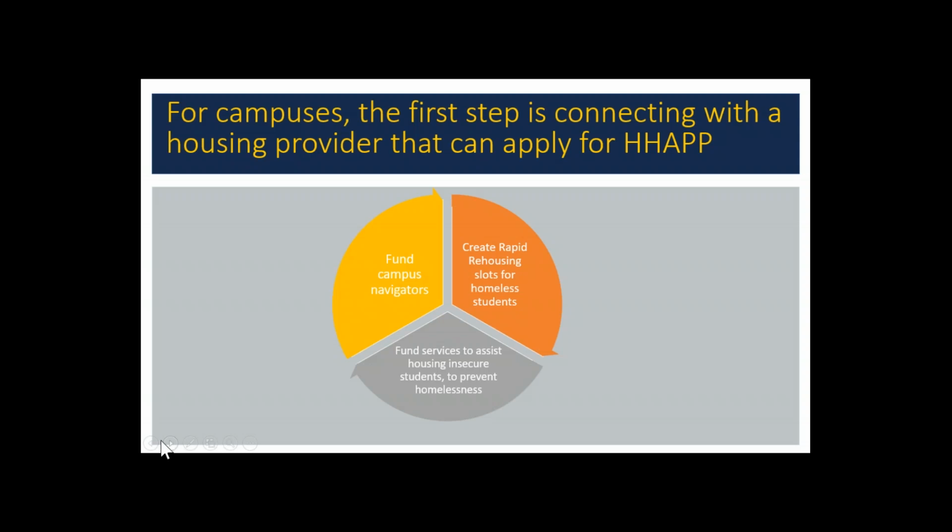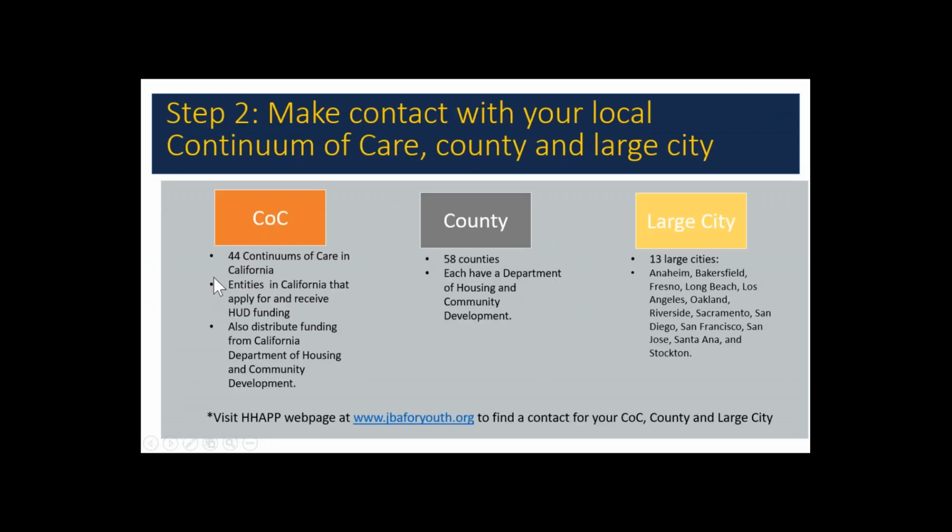And so the first step is really kind of identifying those partners to work with. So that's really the first step, is thinking through those programmatic implications. And then we go to, these don't need to be sequential, they could be concurrent, making contact with your COC, your county, and your large city.